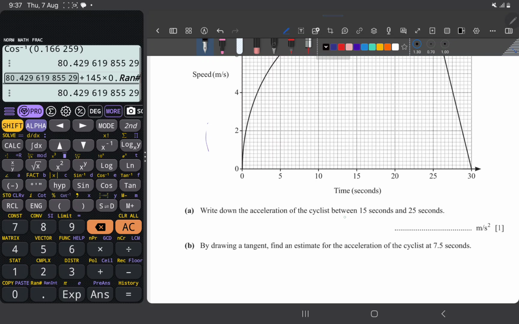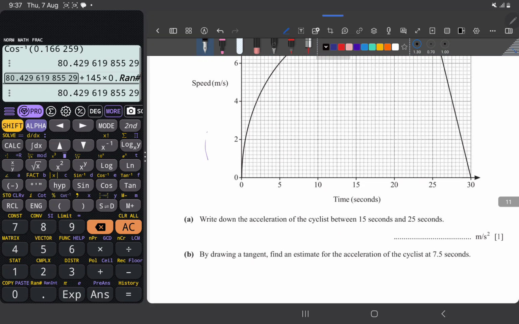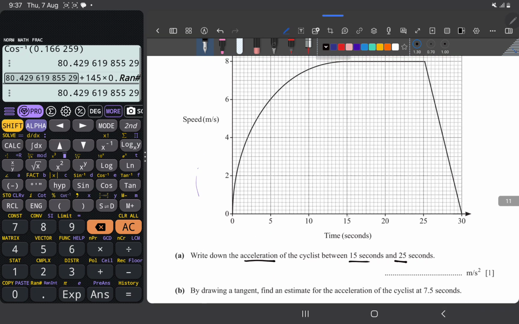Write down the acceleration of the cyclist between 15 and 25. So acceleration between 15 and 25. So 15 here to 25. That's here. What is the acceleration? So now let's talk about this.